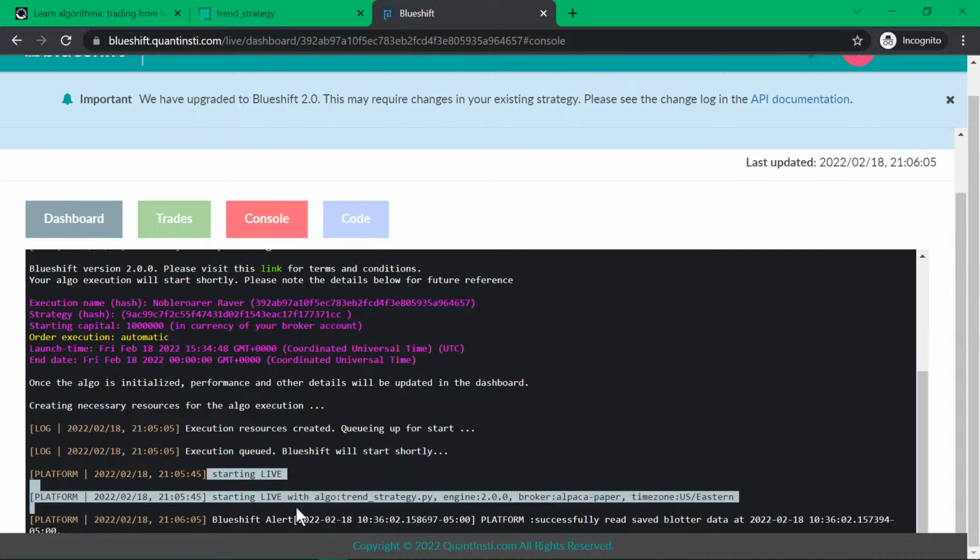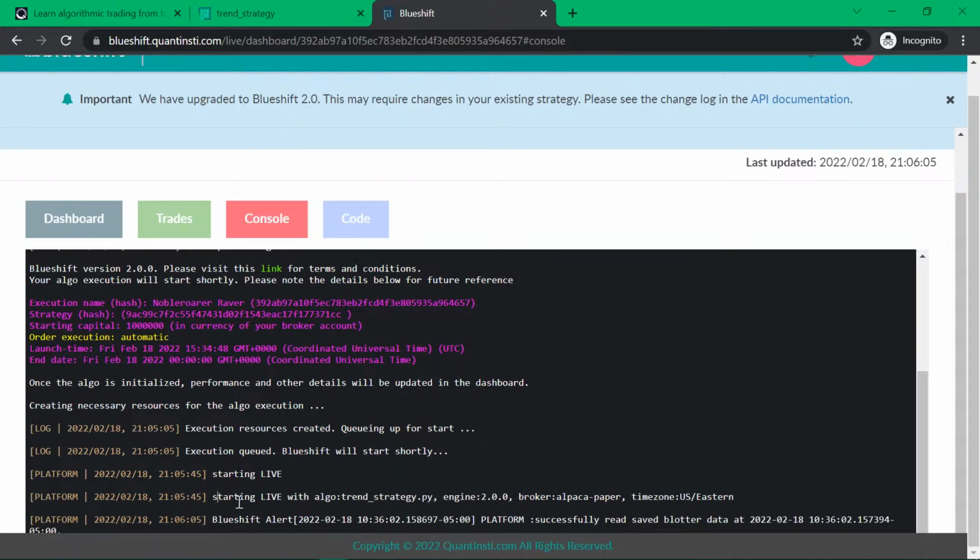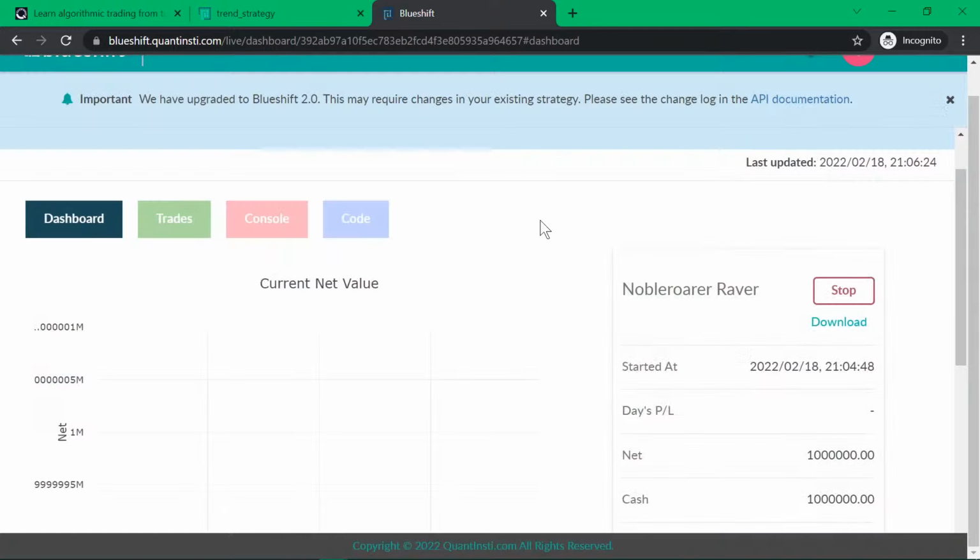Yeah, our algorithm is live, and starting live with algo trend strategy.py. So it is going live with this strategy for Alpaca broker on paper trading, and currently it is using US Eastern time. So currently the algorithm is live. Let's go to our dashboard.